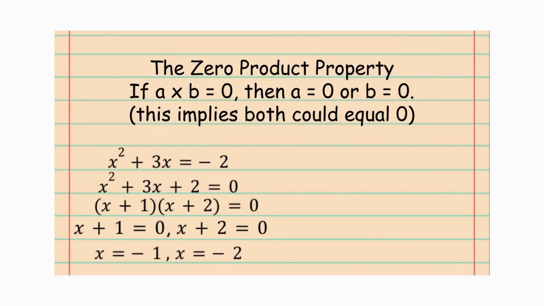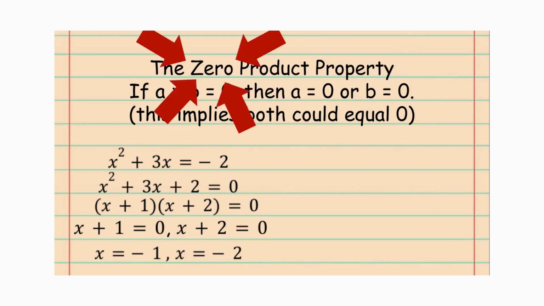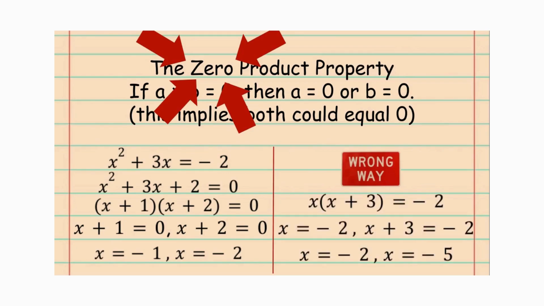Big note here, this only works when I get 0 on one side. It's the zero product property, for goodness sakes. To demonstrate how important this is, let's do this problem the wrong way. If we just leave the -2 on the right-hand side and factor the left, supposing there's such a thing as a -2 product property, we get an incorrect set of solutions.